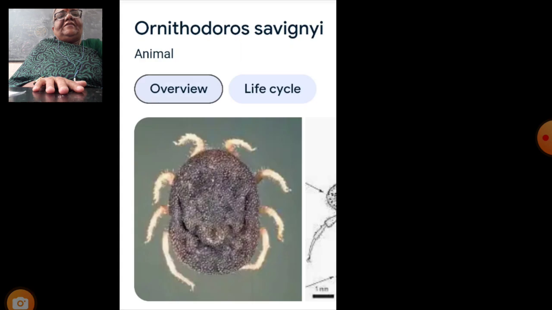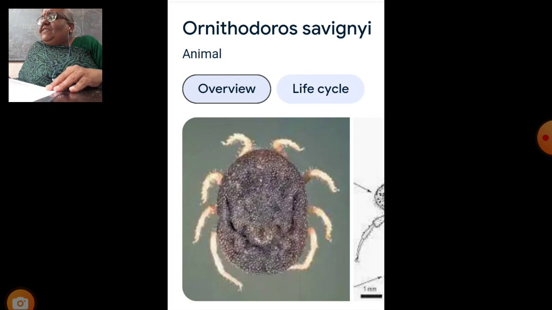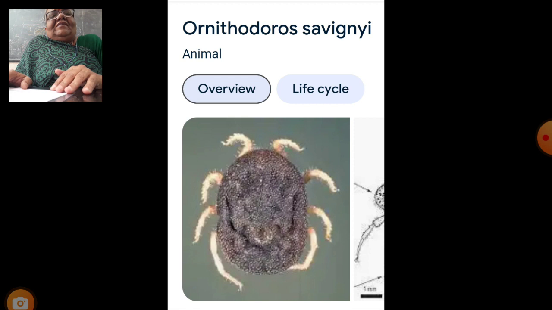Just a minute. This is the first one that we studied. This is a soft tick. This is soft tick Ornithodorus. Soft tick Ornithodorus savignyi.